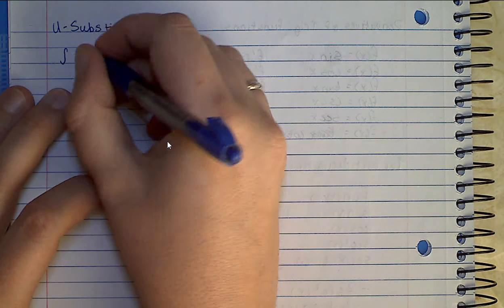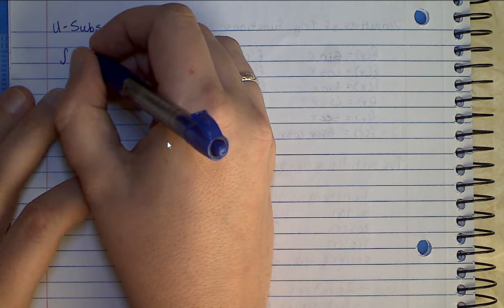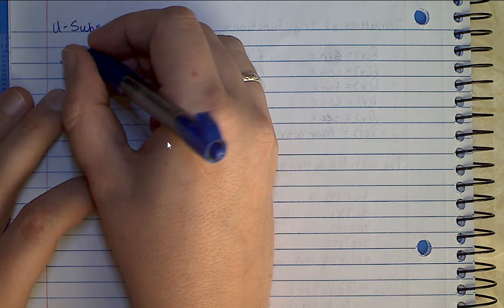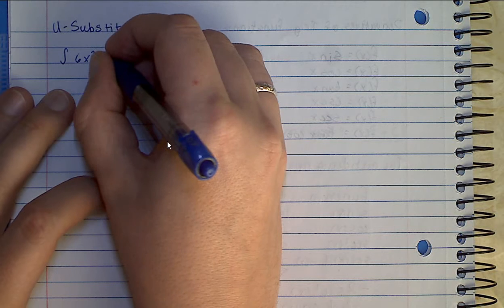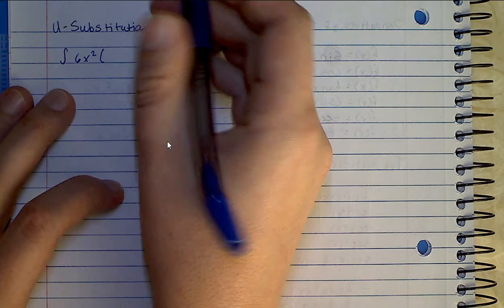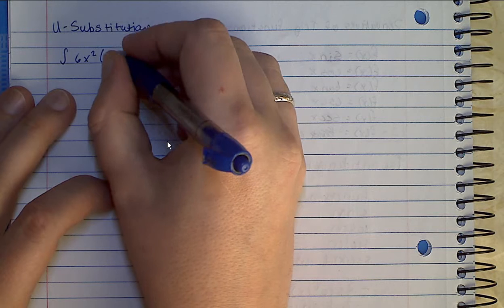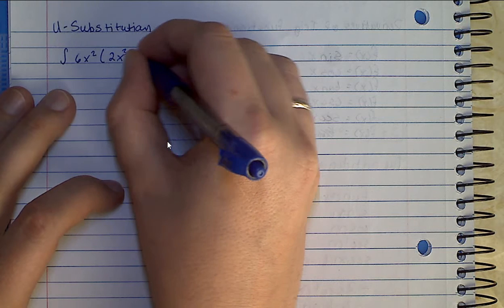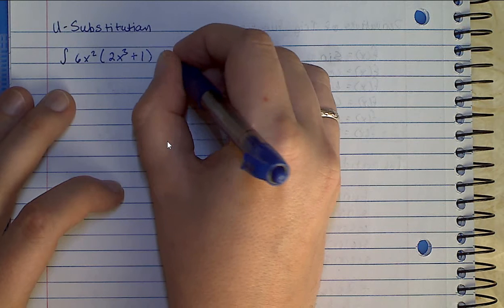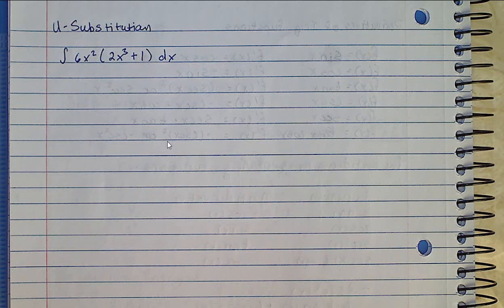So let's do 6x squared, and then in parentheses, 2x to the third plus 1 in parentheses, dx. So we're going to try to integrate this.